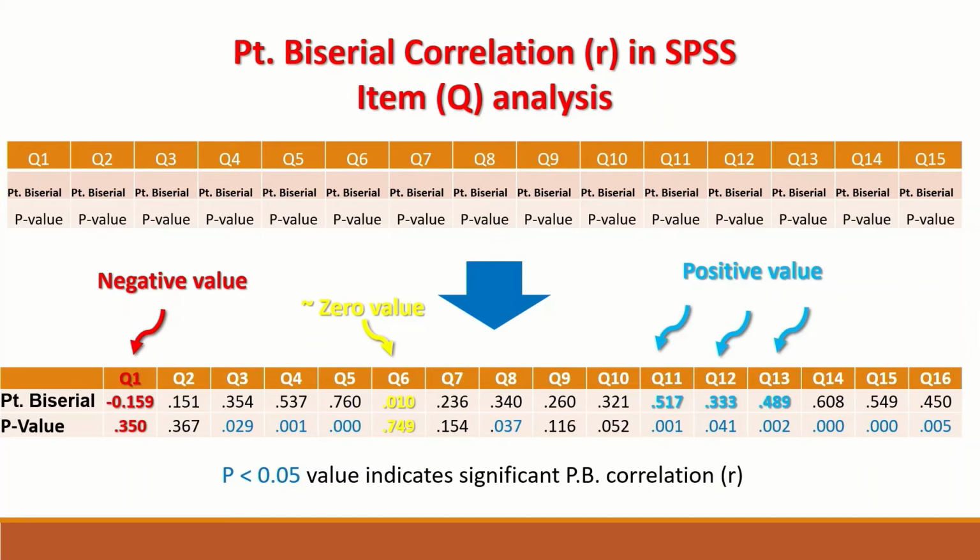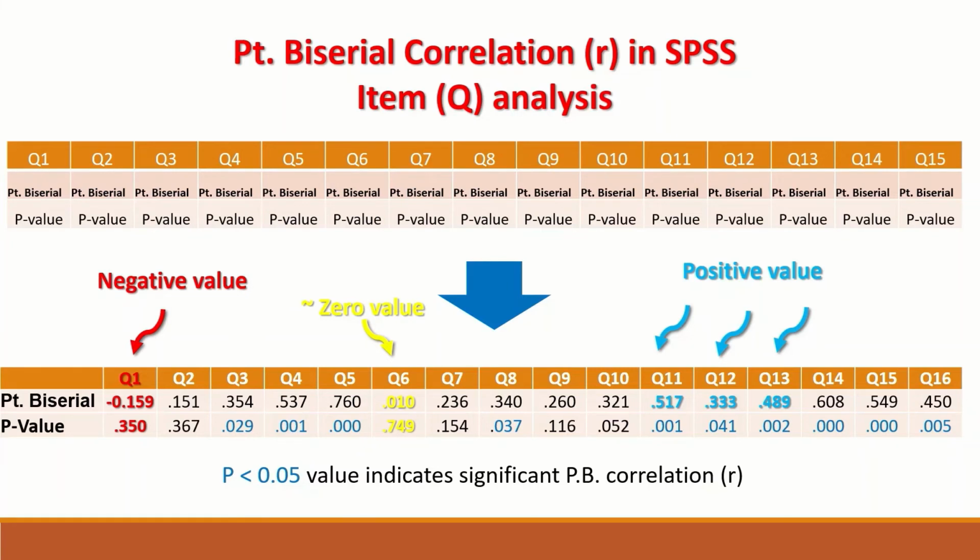In the red labeled scores, question number 1, we see that the value is negative and it is not significant because the p-value is greater than 0.05. Again, this question number 1 indicates that higher performing students are answering this question wrongly and low performing students are answering it correctly. So this question is a very bad question that needs to be removed from the exam, as it is negative.